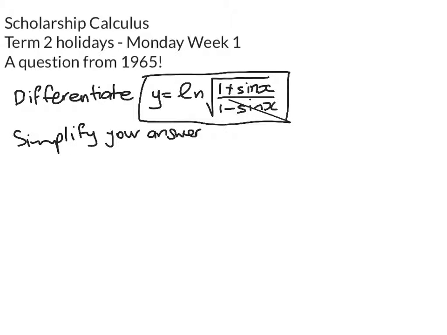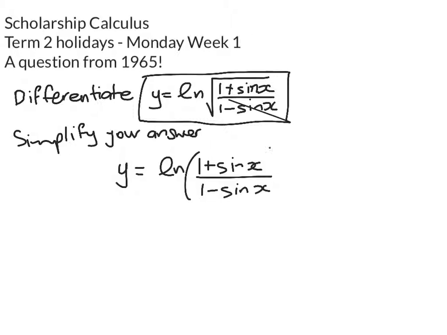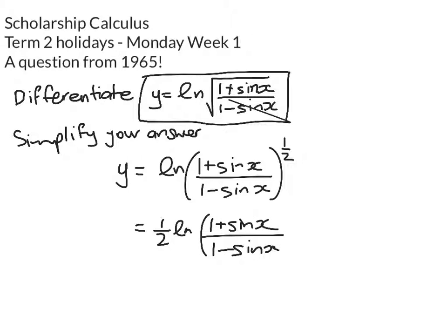We're going to use the log rules to simplify it pretty heavily before we start doing any differentiation. So just going quite slowly through that, we're going to have y is equal to the log of this to the power of 1/2. So that equals 1/2 times the log of this. And now we're going to use the rule for the log of a quotient to get this.